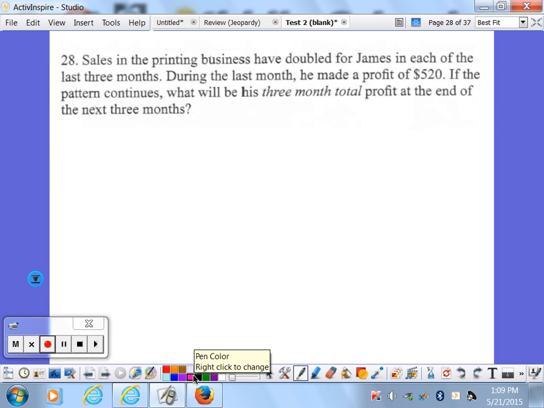Number 28. Sales in the printing business have doubled for James in each of the last 3 months. During the last month, he made a profit of $520. If the pattern continues, what will be his 3-month total profit at the end of the next 3 months? So they told us an awful lot here, but let's just map it out. So the business is doubling in each of the last 3 months. During his last month, he made a profit of $520. Okay, so that's where he left off.